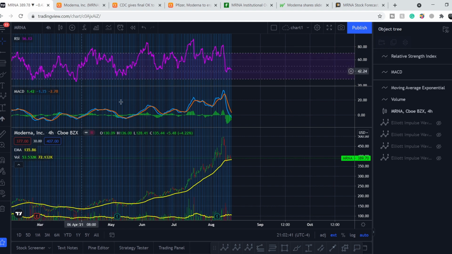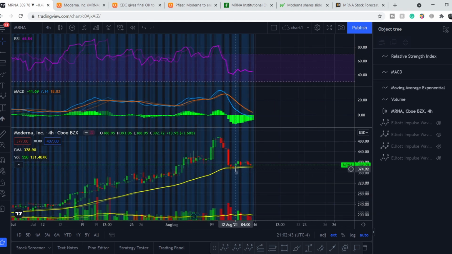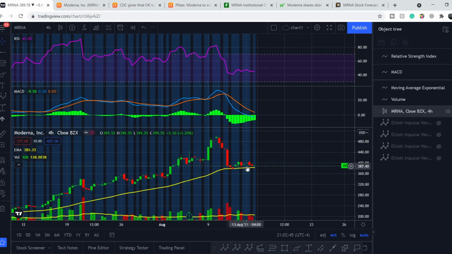And as you can see on 4-hour time frame, we sit perfectly well on the 55 exponential moving average. The price action found this line as a major support line, and we are hovering right above this line for three consecutive sessions. So let's continue with fundamentals of this company.